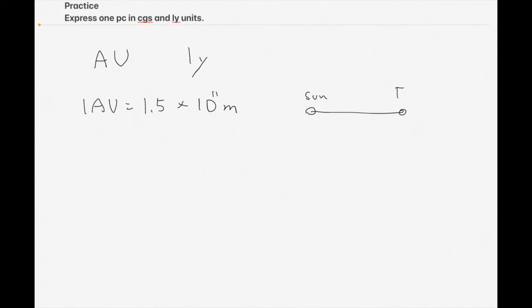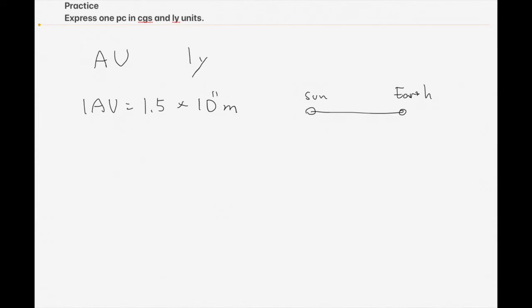We have already learned two units of length, AU and light years. AU is the astronomical unit, the mean distance between the Earth and the Sun. And a light year is the length light travels in a year. 1 AU is equal to 1.5 times 10 to 11 meters. This is 1 AU, the distance between the Sun and the Earth.